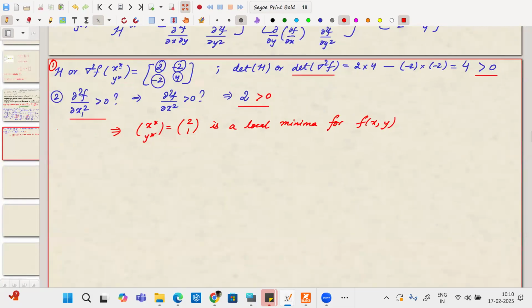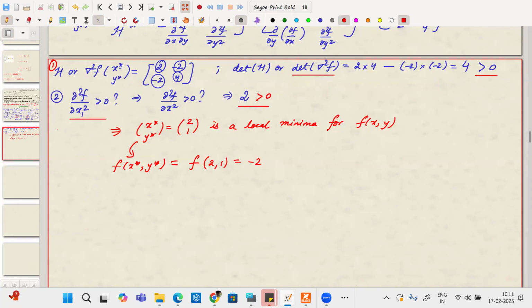Why are you believing me blindly? If it is the minimum, it is the minimum. If you put this value into the function f of x star y star, it should give you a sense of minimum, right? What should be that value? Can you put those values and tell me what you get? F of 2 comma 1, right? What should be the value? Minus 2. Okay.